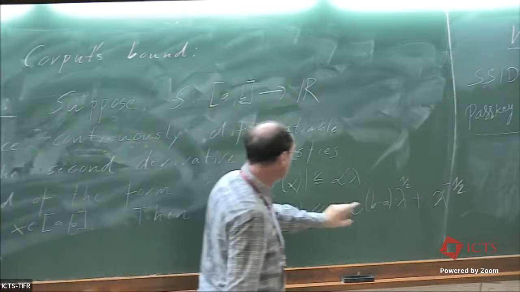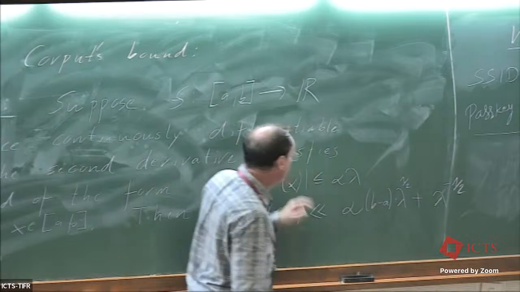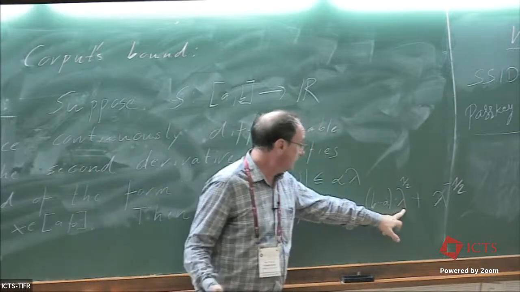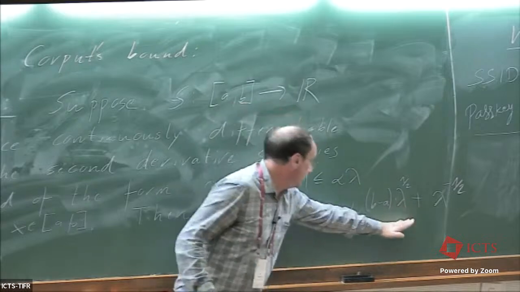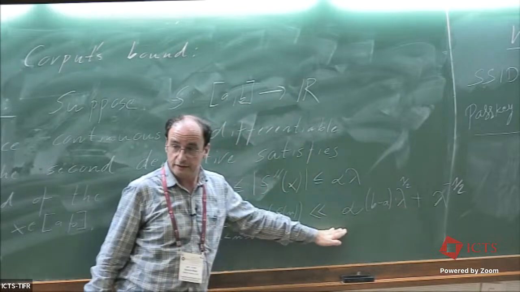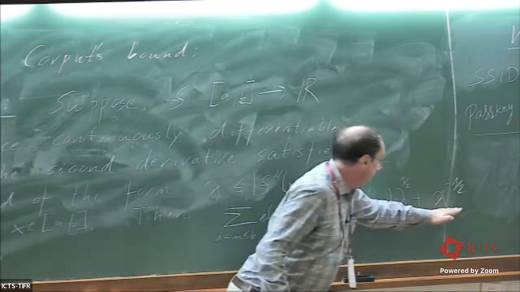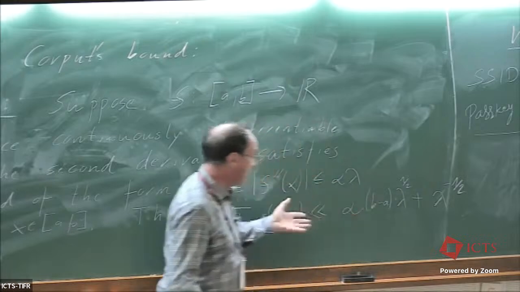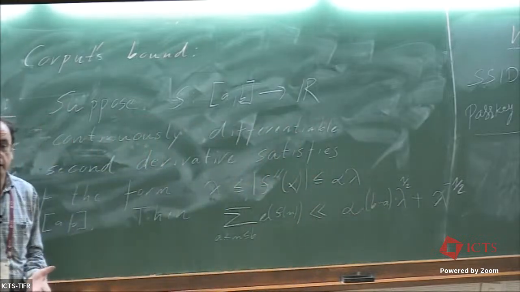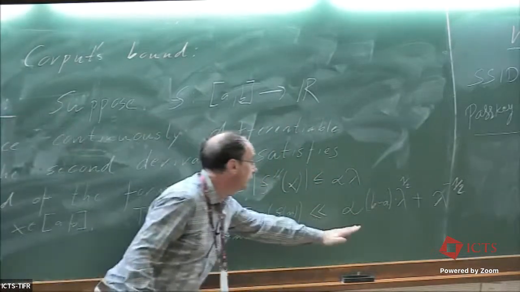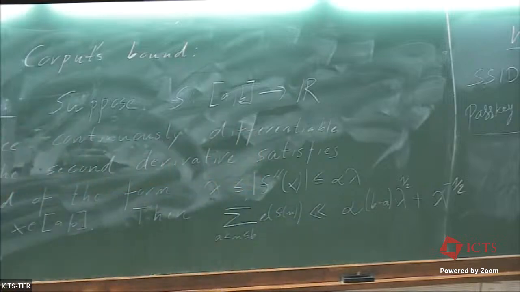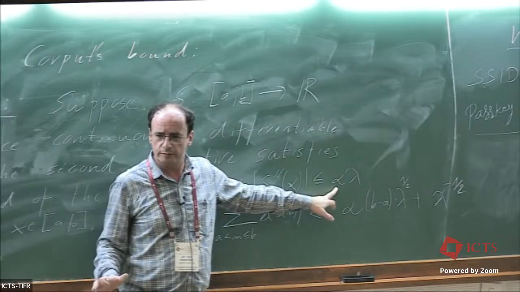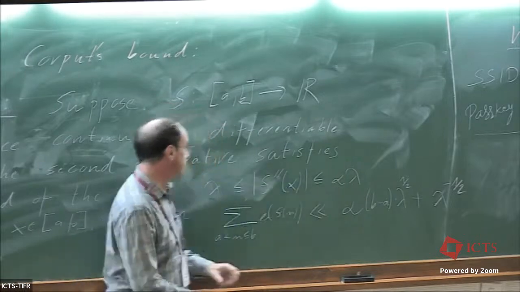In many situations, this is non-trivial. What we need is that the second derivative is of size much smaller than 1, so that this term here is small. And also it must be greater than the interval length to the minus 2. In that situation, you get a non-trivial bound here. And this alpha is thought of as a constant, so it does not play much of a role in applications.